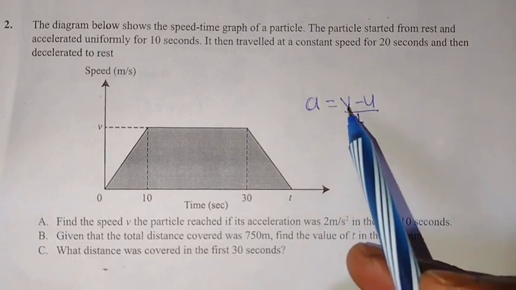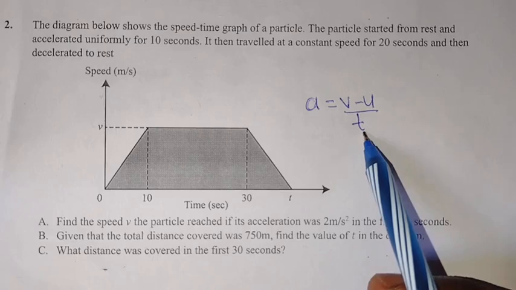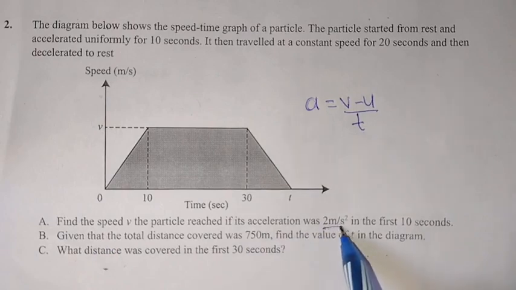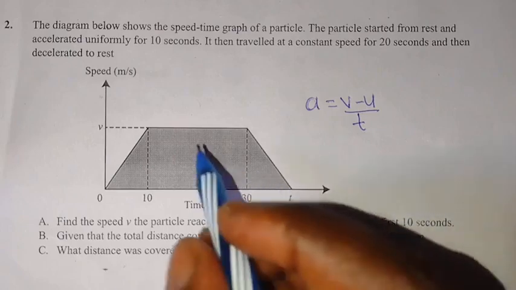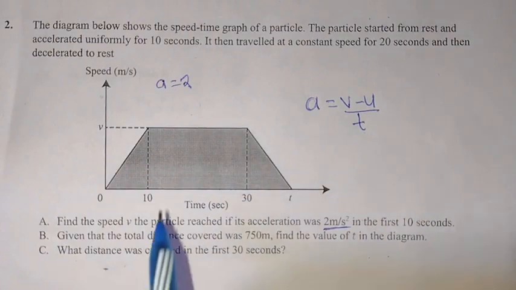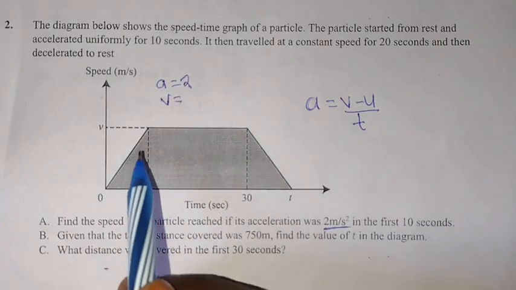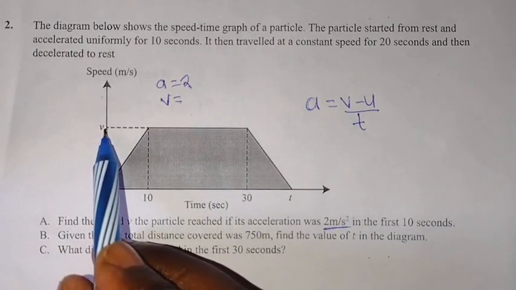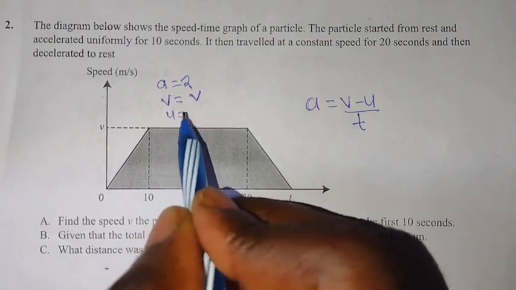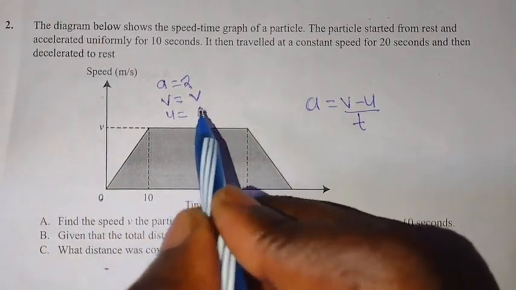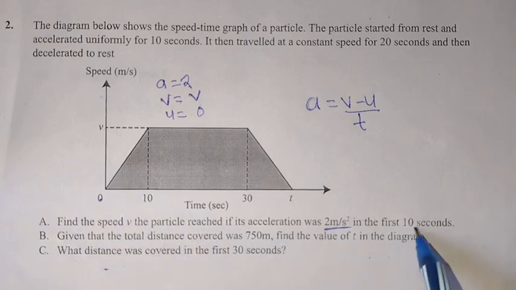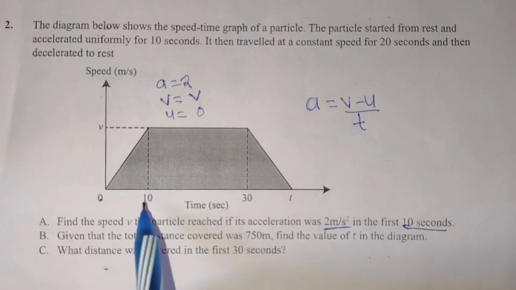Now here we need to know the value of the final velocity, initial velocity, and time. In the question they have given us the acceleration of 2 meters per second squared, so a is equal to 2. Then v, the final velocity, which is the one here where we have v, will stay as v. Then u, the initial velocity, will be equal to 0. Then time: they are saying in the first 10 seconds, so time will be 10.